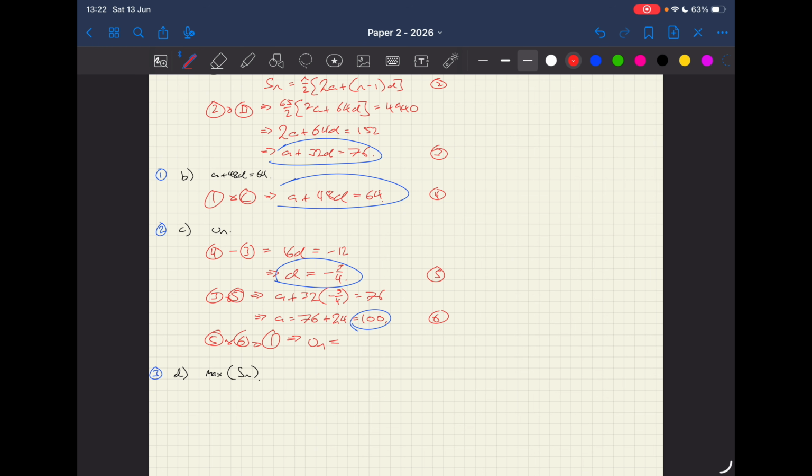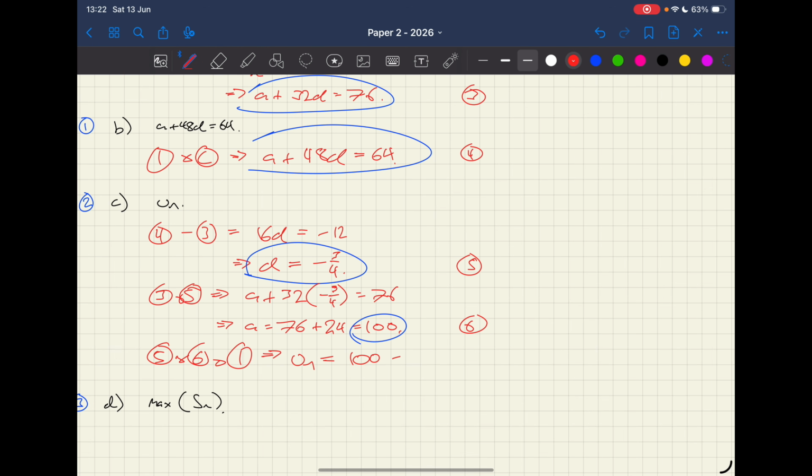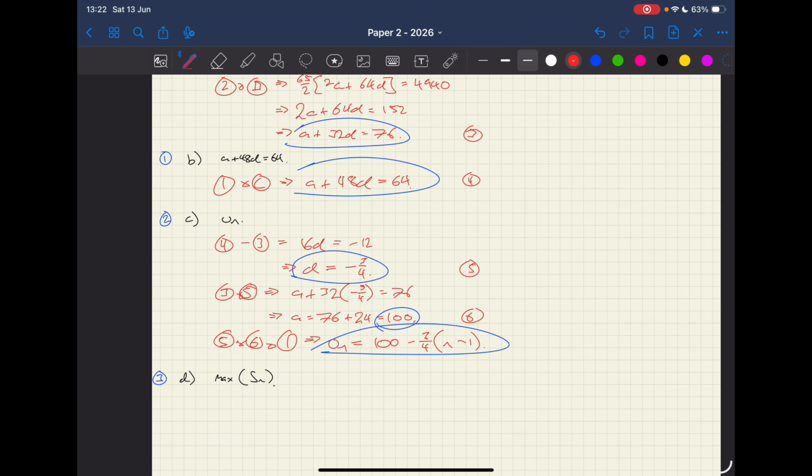That the nth term of our sequence is 100 plus n minus 1 lots of d. So that's going to be a takeaway 3/4 of n minus 1. That looks good to me.